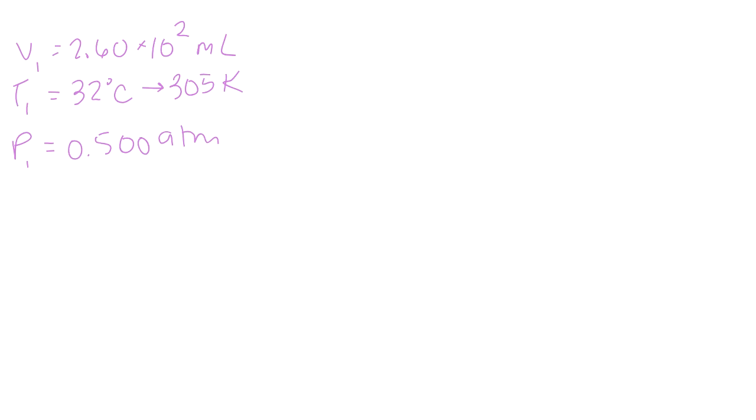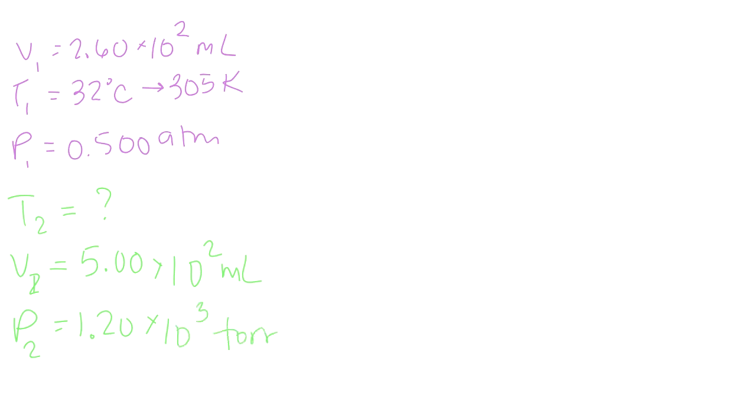So we want to know what would the new temperature be if it now occupies a volume of 5 times 10 to the second milliliters and a pressure, oops, I put V1, P2, of 1.2 times 10 to the third torr. So we look at this information and we say, okay, we're going to have differences in volume, in temperature, and in pressure. That has to be the combined gas law.